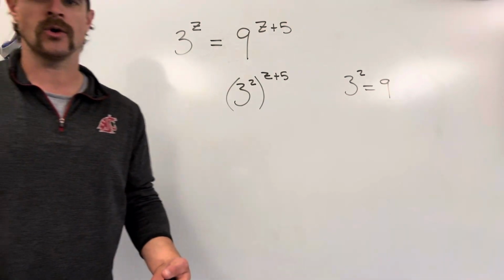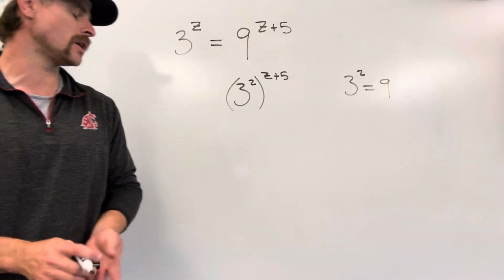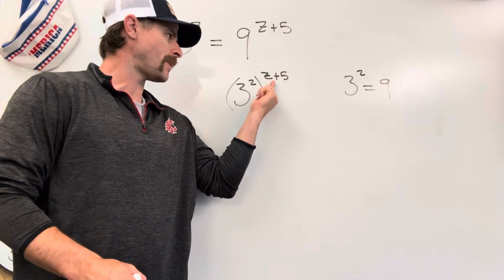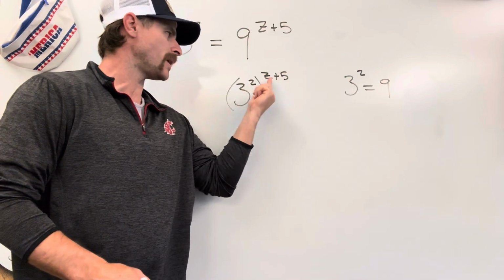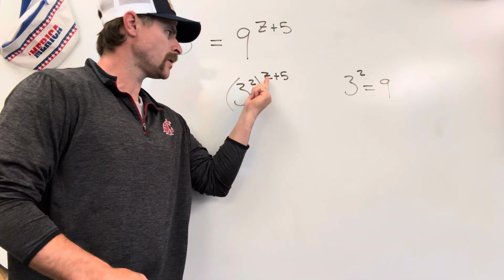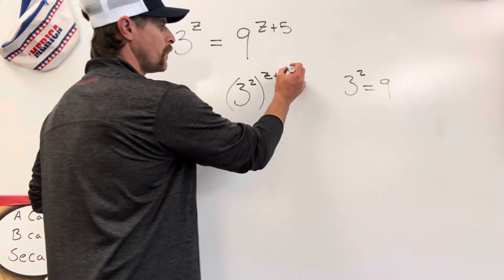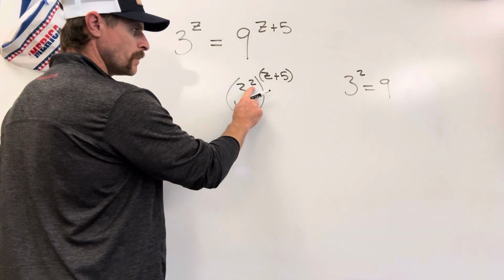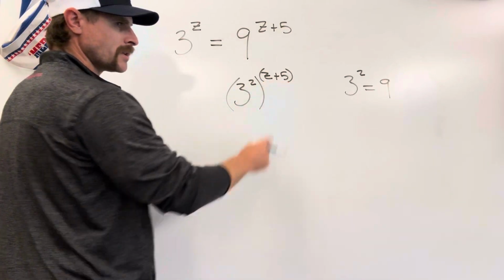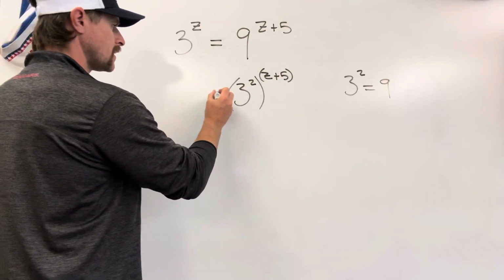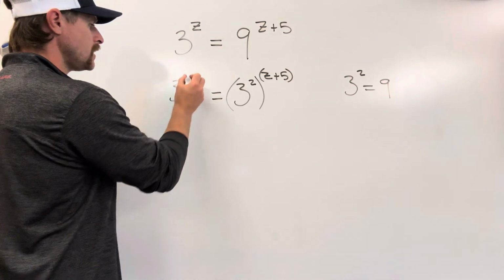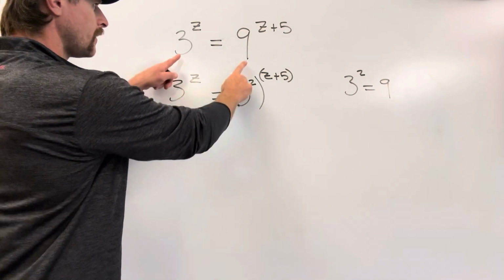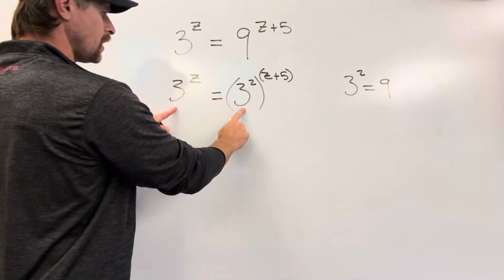Now, one thing we know about our exponent properties is that if I raise one power to another power, I'm basically just multiplying these. So I've got a 2 here and a z plus 5 there. I'll put parentheses around it because it's an expression, which means we're going to have to take 2 and multiply it by z plus 5 using the distributive property. This is going to be equal to 3 to the power of z. Nothing has changed over here, but look at that. We went from a 3 and a 9 to a 3 and a 3.